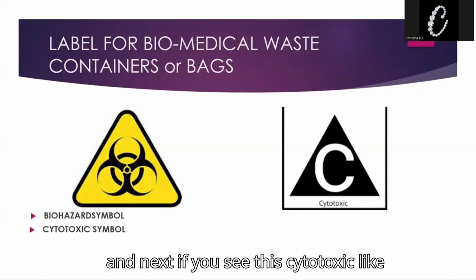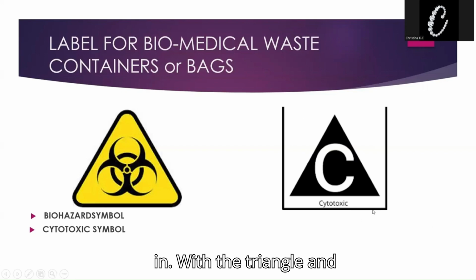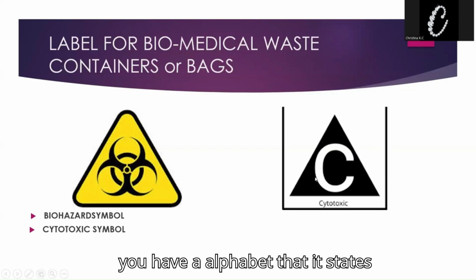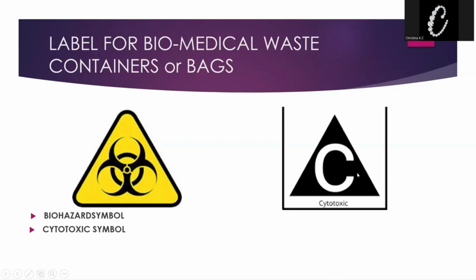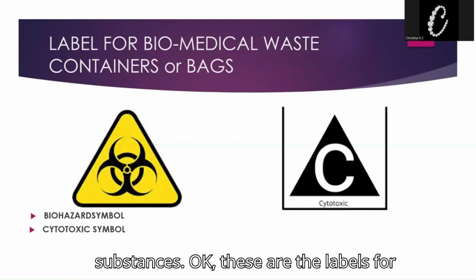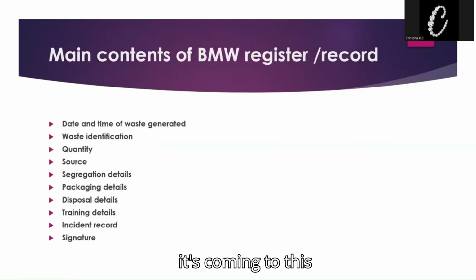And next, the cytotoxic, like we already discussed, is indicated with a triangle, and you have an alphabet that states C. This is used on bags and containers for cytotoxic substances. Okay, these are the labels for biomedical waste containers or bags. And next, coming to the main contents.